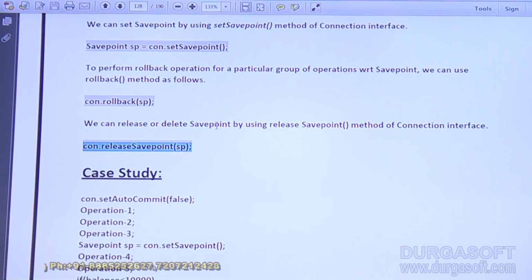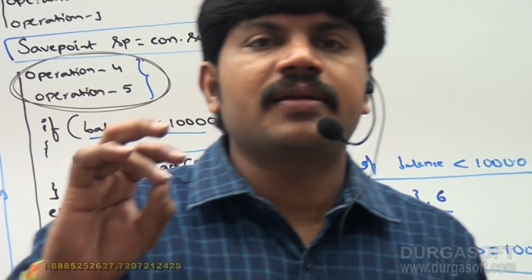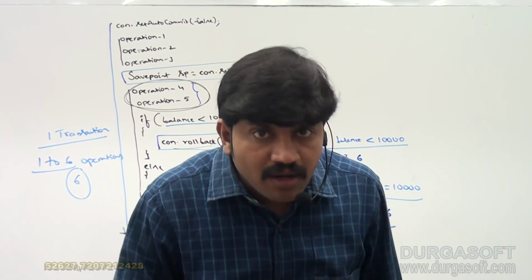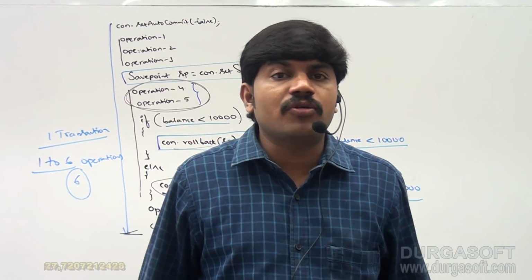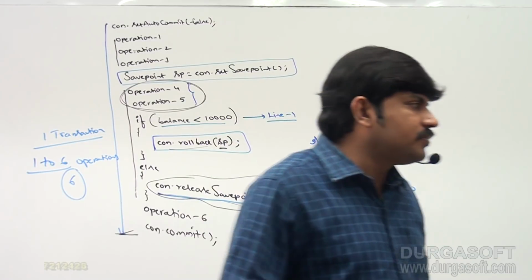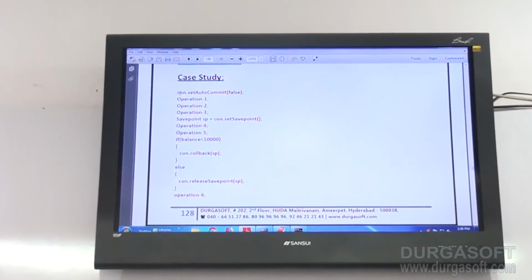So total how many methods are available, sir? 3 methods. Sir, con.setSavepoint, con.rollback(sp), con.releaseSavepoint. So total how many methods? 3 methods we require to use. Clear, right?